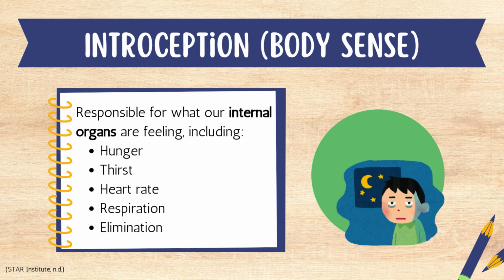Our last sensory system is interoception. This is our internal organs that tells us if we're hungry, thirsty, if our heart is beating too fast or too slow, how we are breathing, and if we need to use the restroom.